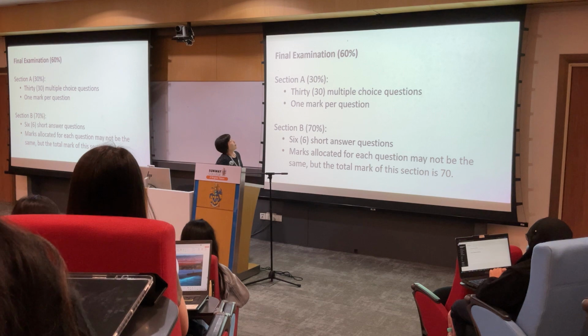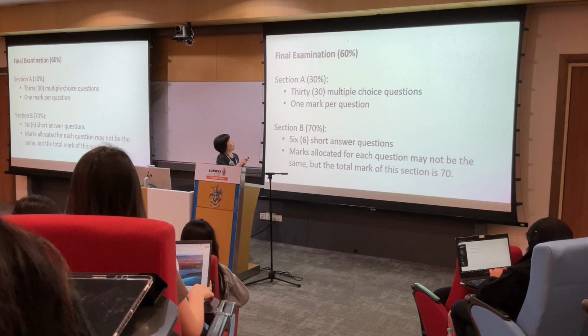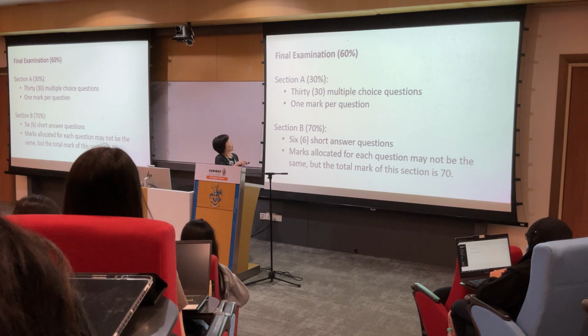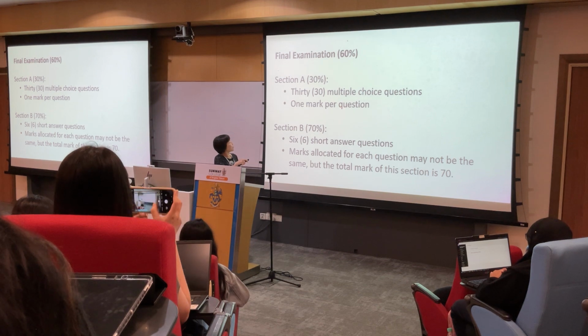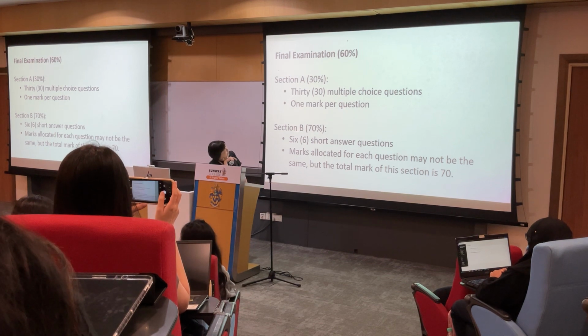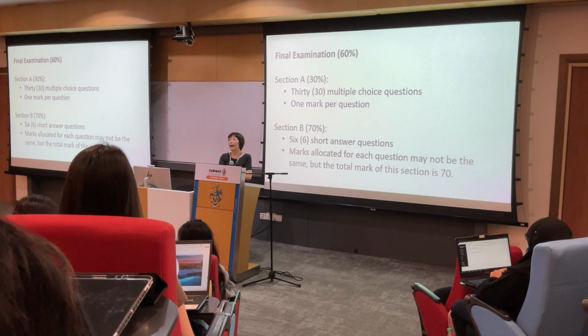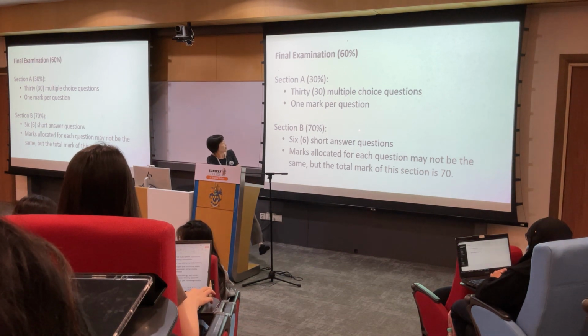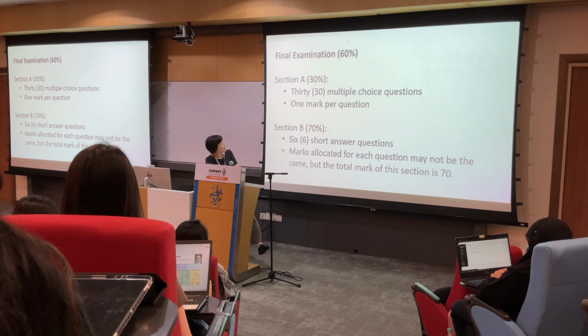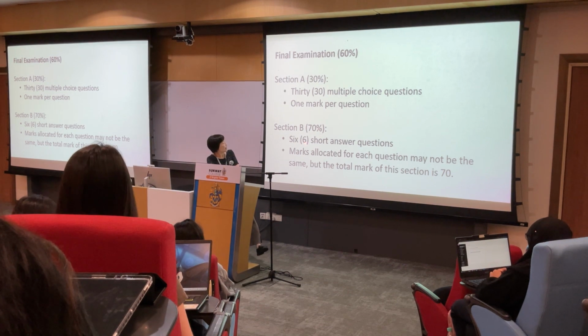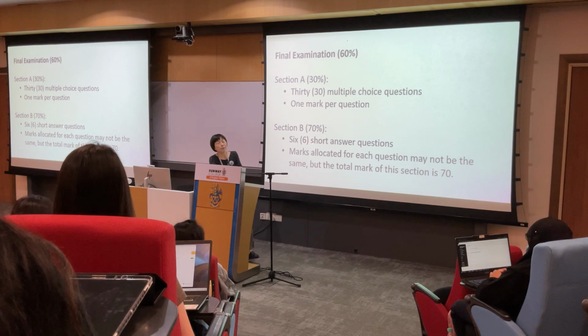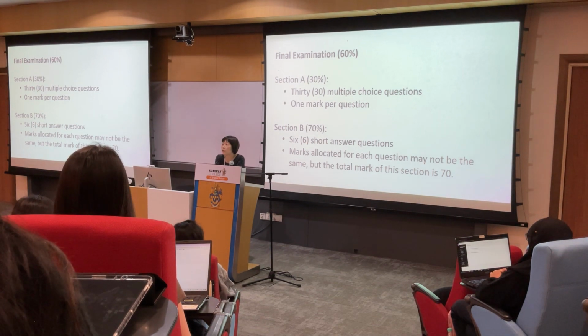Final exam. Sections A and B, 30% for section A, 70% for section B. MCQ, 30 of them, 1 mark each. And for the 70%, you have 6 short questions, all of them together make 70%. Right, so it doesn't mean that each of them is 12 marks or something. Some of them could be 8 marks, some of them could be 12 or 14. It depends on the questions.